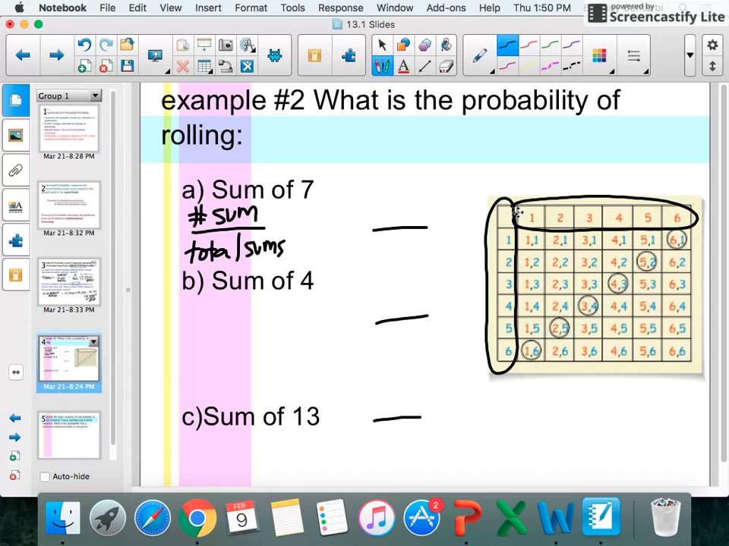And so 6 times 6 gives me 36. So that means when I roll 2 dice, I automatically get 36 options. And these 36 options are all in this chart. So now we're going to look for, it says it wants a sum of 7.